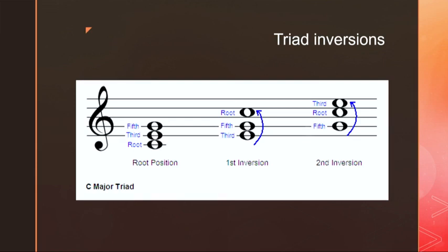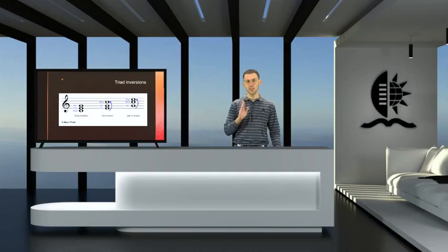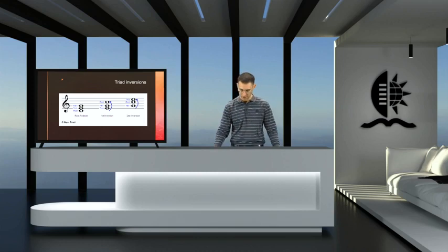So there are 3 different positions. And if I was to play them to you on the piano now, you'd hear that they each sound the same, but different because the bass note is not always the root. So we've got root position, first inversion, and second inversion.